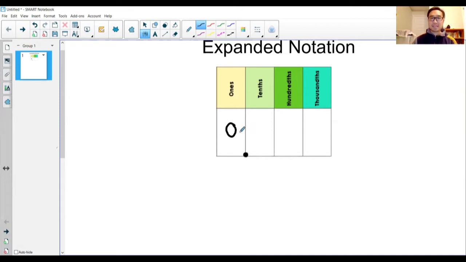So let's say, for example, I have 0.1, for 1/10. For my expanded notation, I'm going to write there's 0 ones plus 1/10. 1/10 is shown as 0.1. 0 plus 0.1 is equal to 0.1. That's how I would expand 0.1.